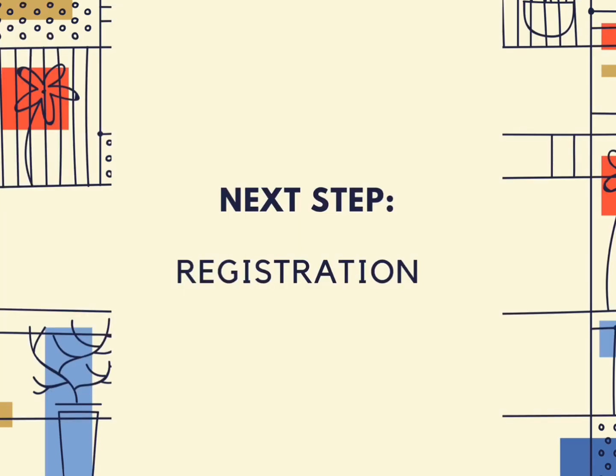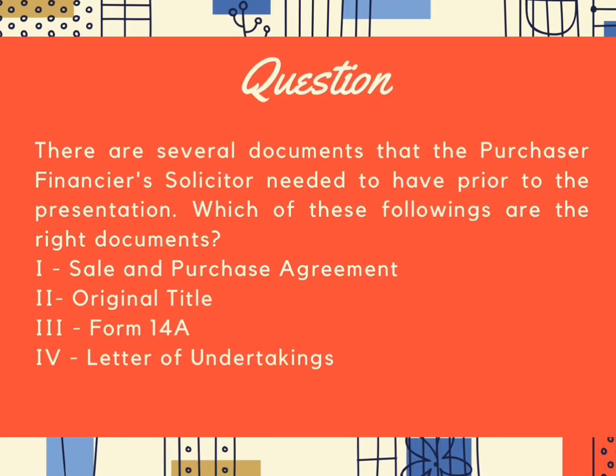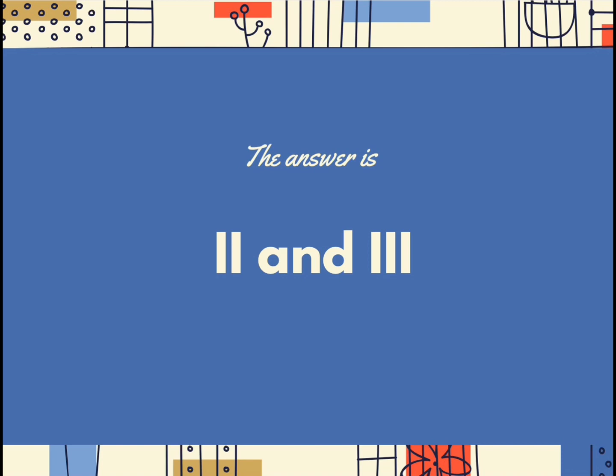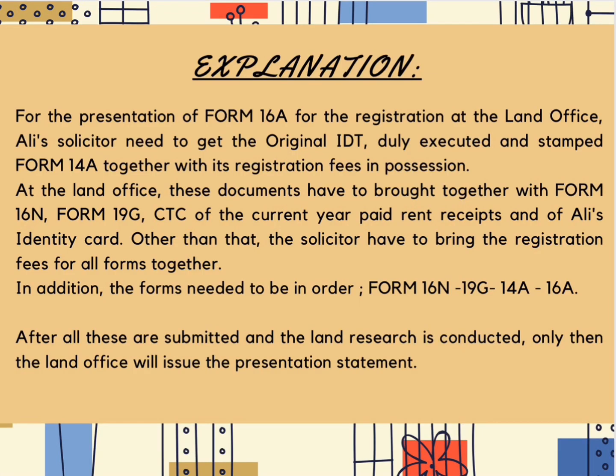The next step is the registration at the land office. So, the question is, there are several documents that the purchaser's financier's solicitor needs to have prior to the presentation. Which of the following are the right documents? The answer is 2 and 3, original title and Form 14A. For the presentation of Form 16A for the registration at the land office, Ali's solicitor needs to get the original IDT, duly executed and stamped Form 14A together with its registration fees in possession.